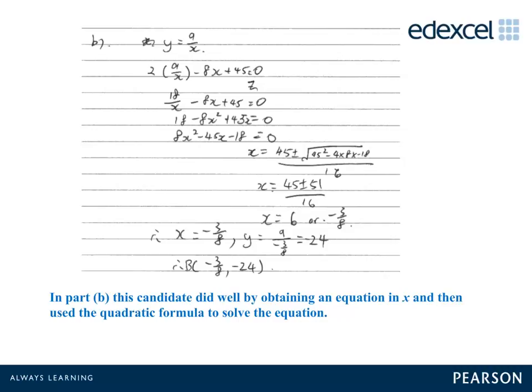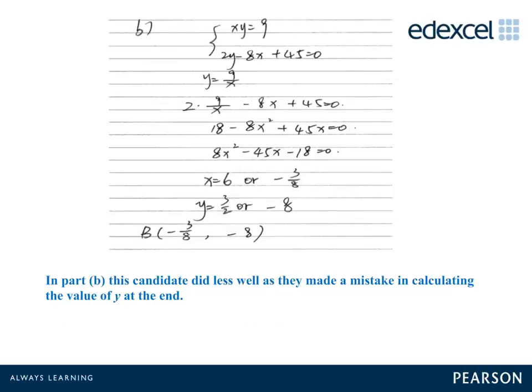In Part B, this candidate did well by obtaining an equation in x and then used the quadratic formula to solve the equation. In Part B, this candidate did less well as they made a mistake in calculating the value of y.